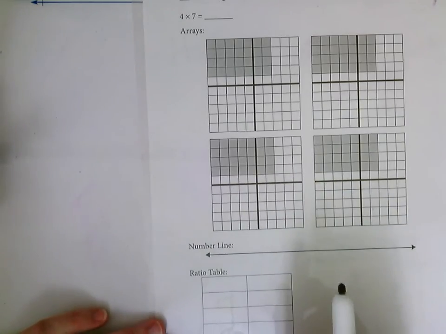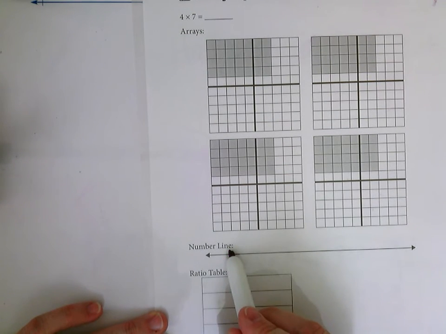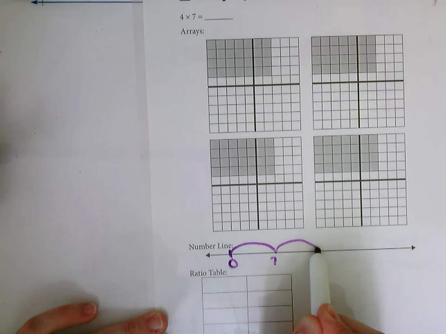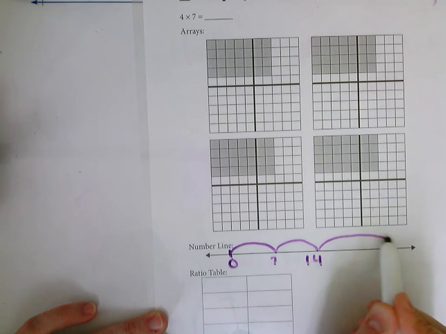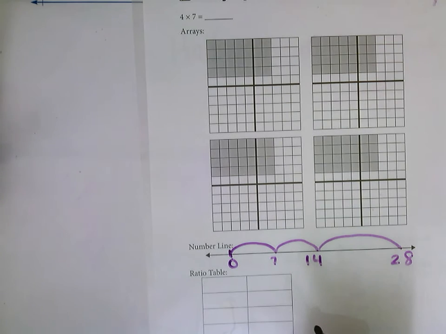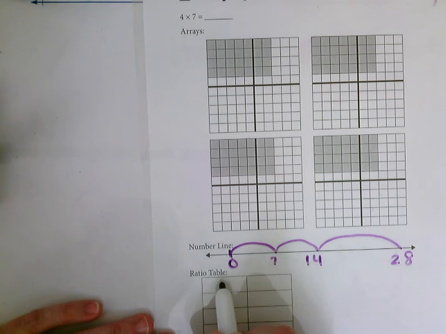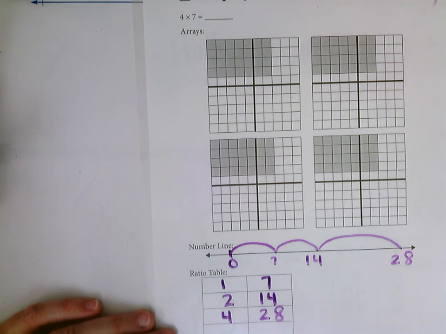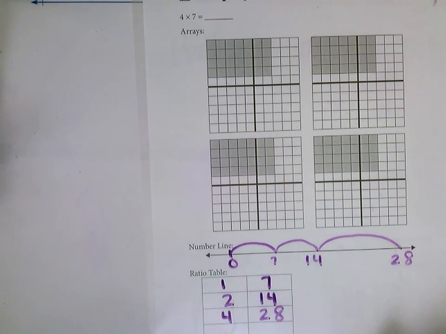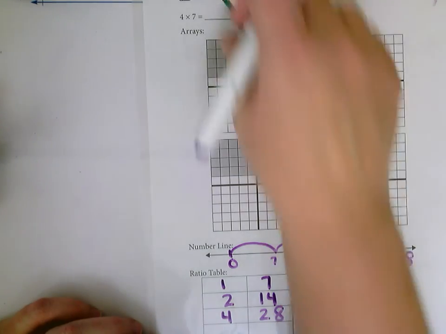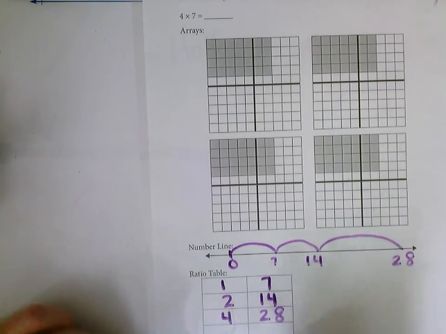I did not do that over here for our double doubles, so let's show you how our double doubles would work. I start with 0, and I'm going to go to 7, and I'm going to double 7 to get to 14, and then double 14 to get to 28. On my ratio table, I would have 1 times 7 is 7, 2 times 7 is 14, and 4 times 7 is 28. That's how you're going to fill out your page, to practice showing different ways of breaking up the arrays, and practicing that doubles doubles and that half 10 plus one more set strategy.